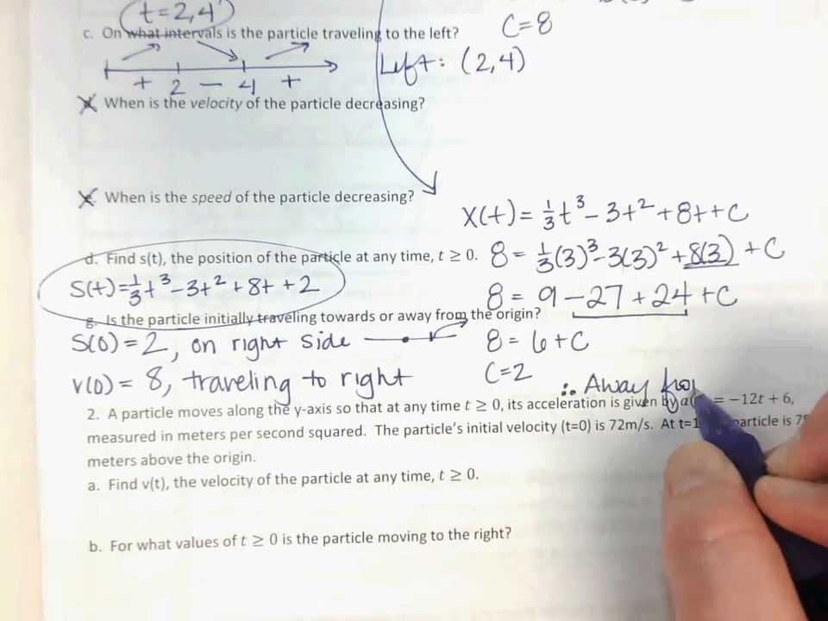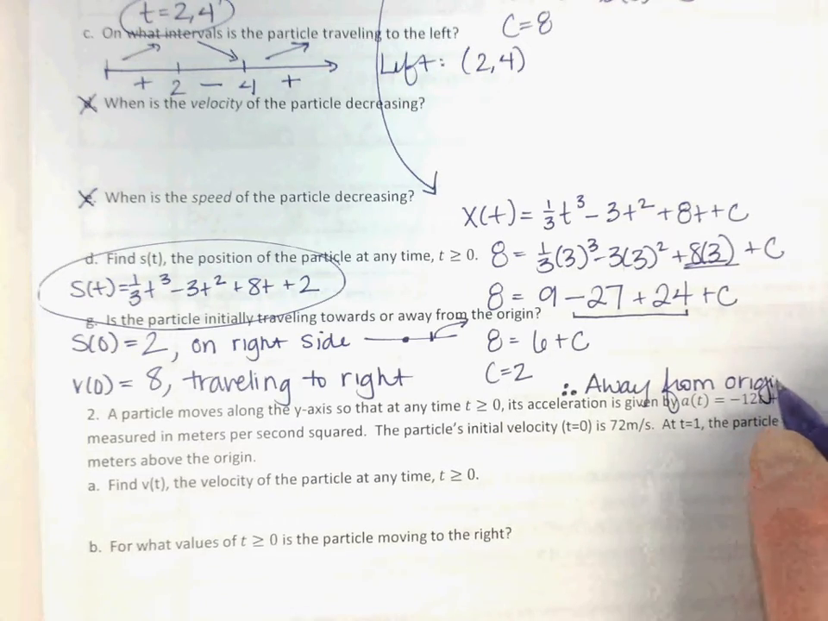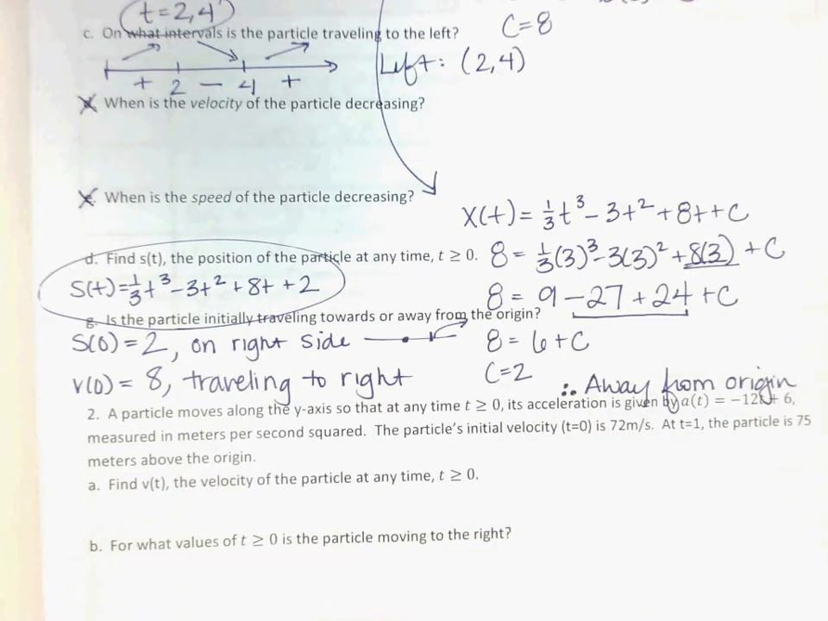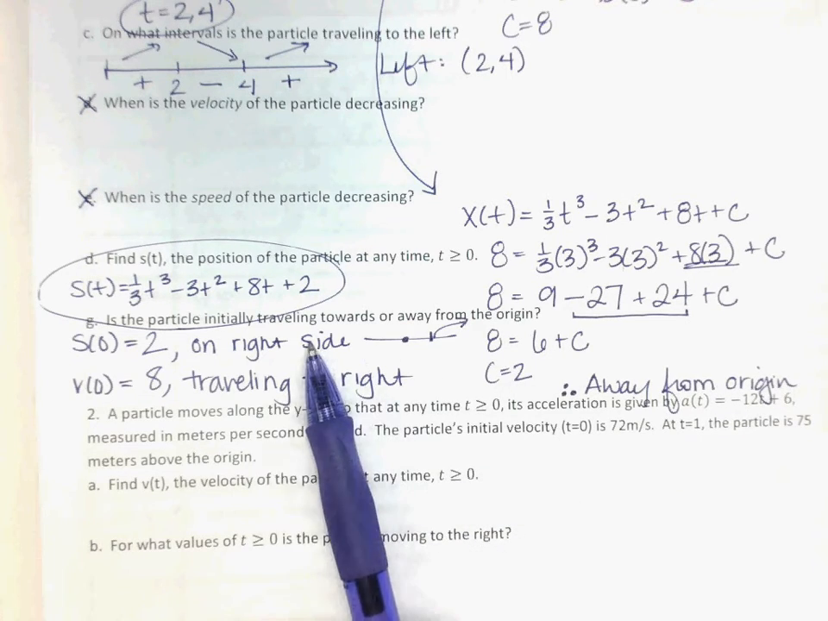How do you write away from origin? You're asking how to explain it? Yeah, you would say because the particle is on the right side and traveling to the right.